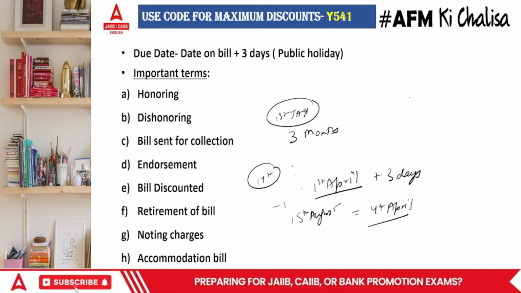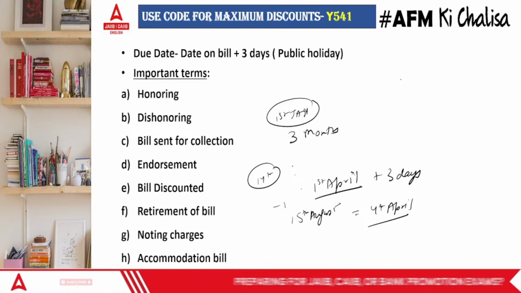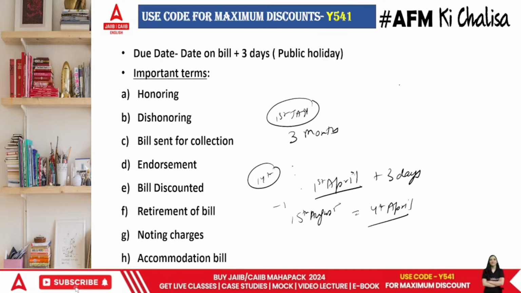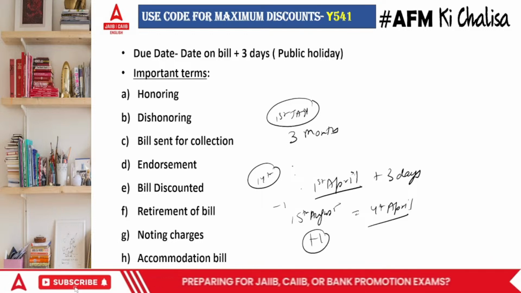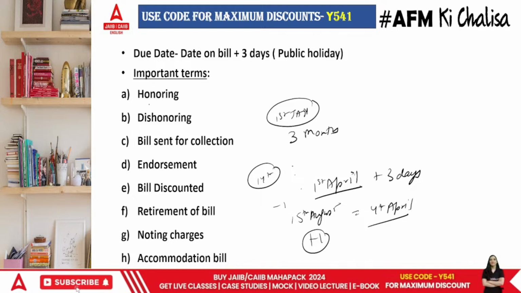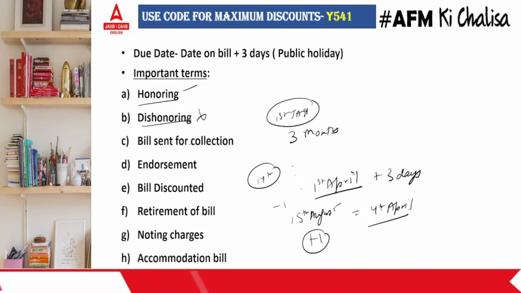And if we talk about a declared holiday, all of a sudden the holiday is declared, then you go one day further. That means that it would be 16th or 17th depending upon the day. Then comes honoring when you make the payment. When you do not make the payment, it's called dishonoring.